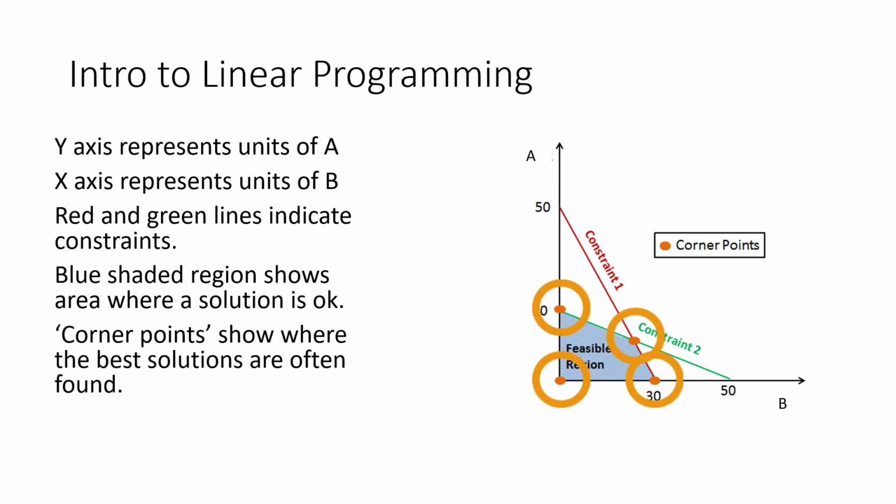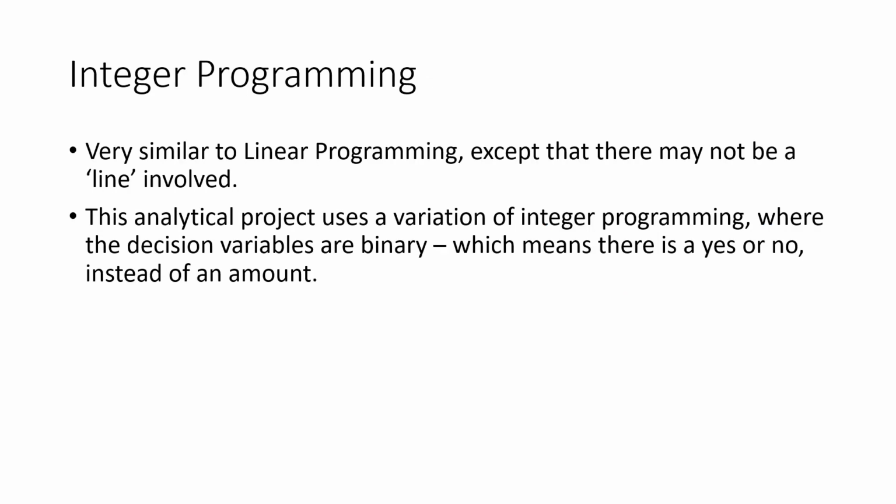And we can see here that the intersection of constraint 1 and constraint 2 is probably going to be the best solution. This would indicate that we're going to be making approximately 28 item B and maybe about 18 or so of item A. A slight variation of linear programming is something called integer programming. They're very similar, the exception being, instead of being a line, we're dealing with whole numbers.